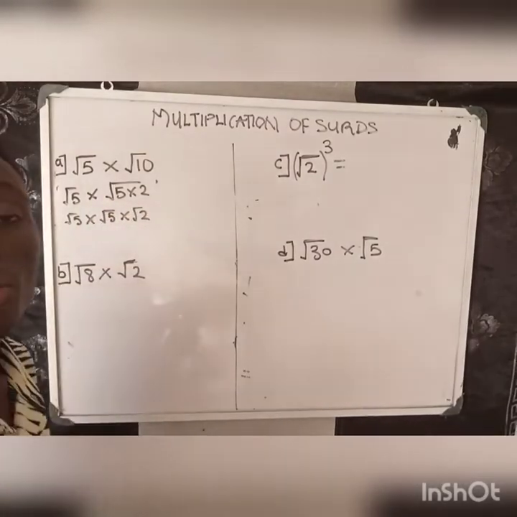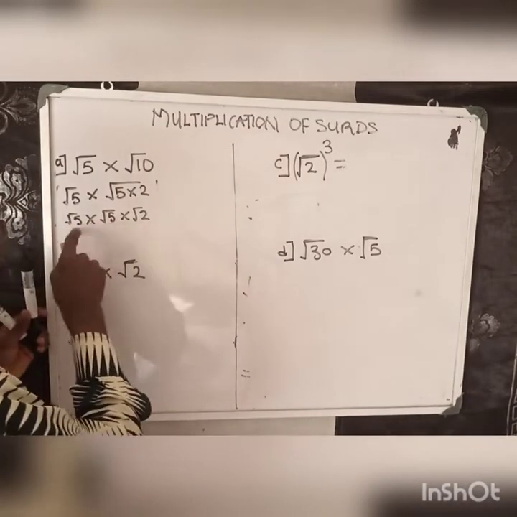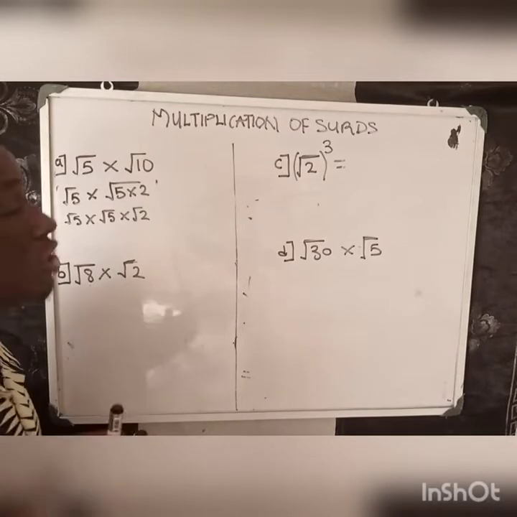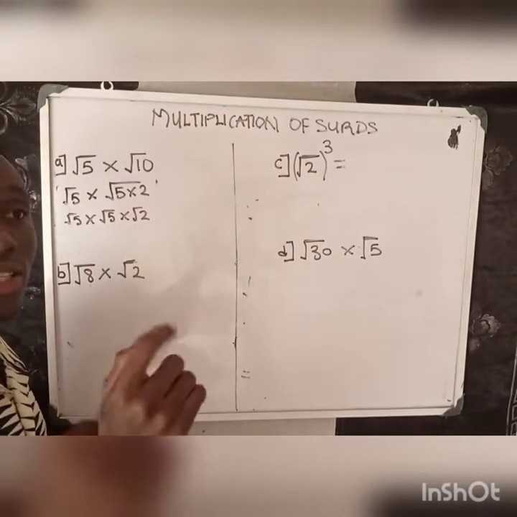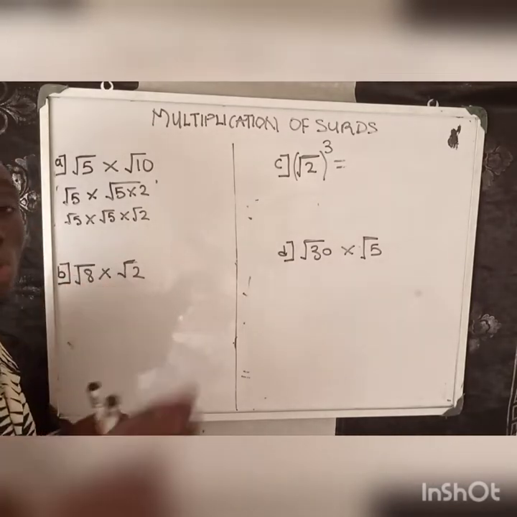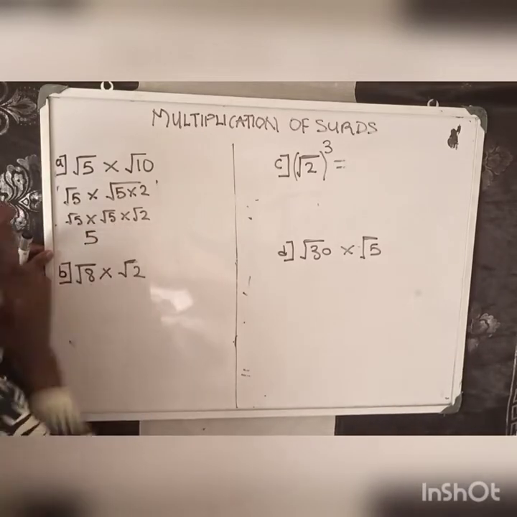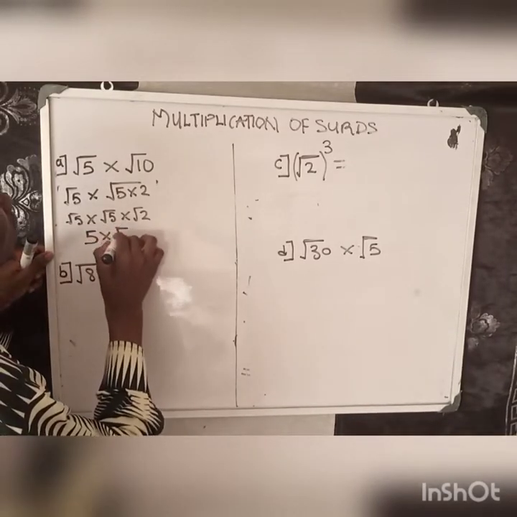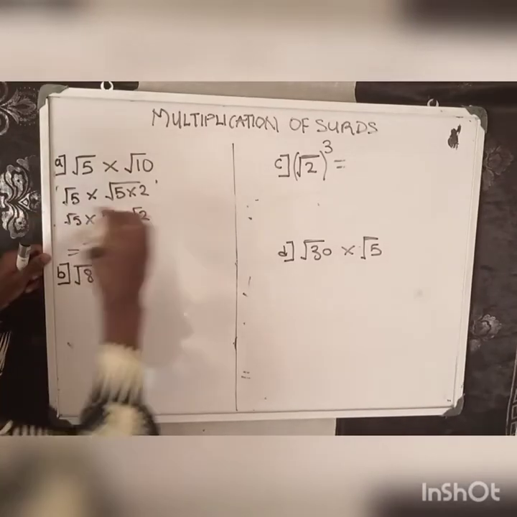Now, whenever you're multiplying equal surds, you'll be left with that number. So root 6 times root 6 gives us 6. Root 20 times root 20 gives us 20. The same way, root 5 times root 5 gives us 5, times root 2. Our final answer becomes 5 root 2.